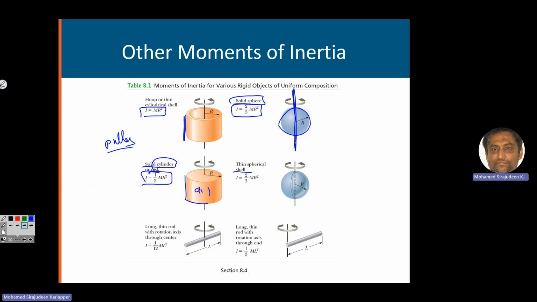And this is for a shell, like a football. So it is not solid inside, it's a cavity, hollow. So that's why it's shown like this. So for that, the moment of inertia about the central axis is 2/3 mr squared.